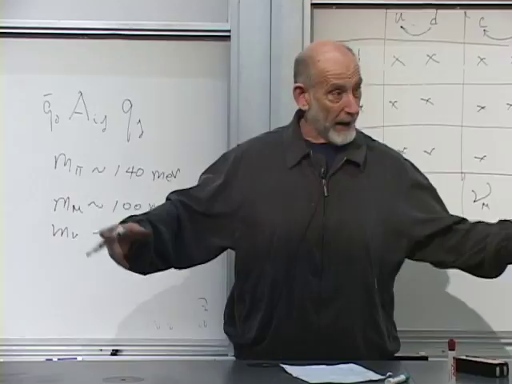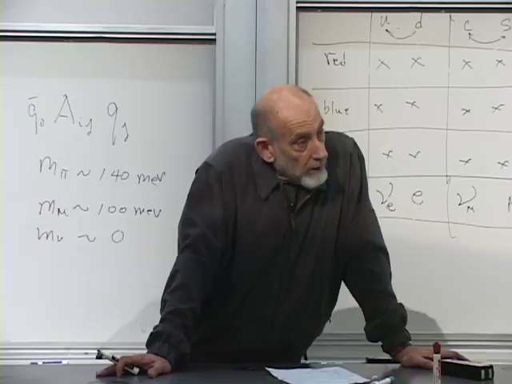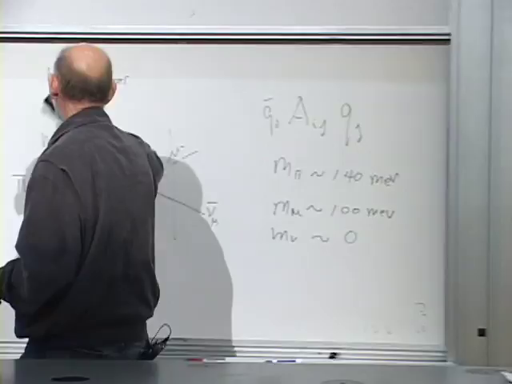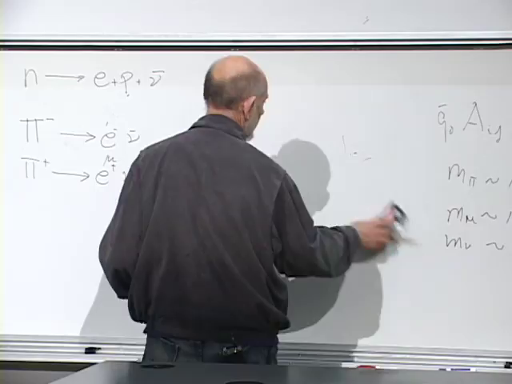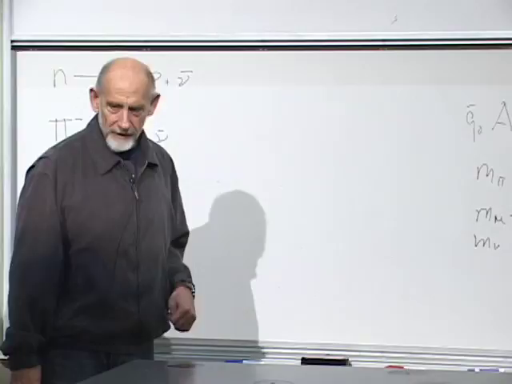If you analyze the neutron decay in the same way, we're going to do that now. Let's see how the neutron works. Oh, let's do something simpler first. Let's do the muon decay. The muon is also something that can decay. So let's take the muon.